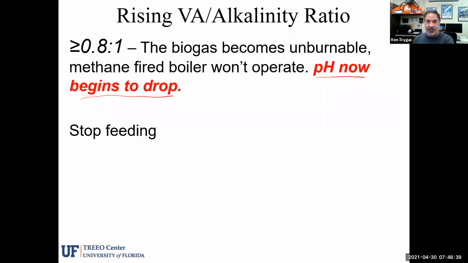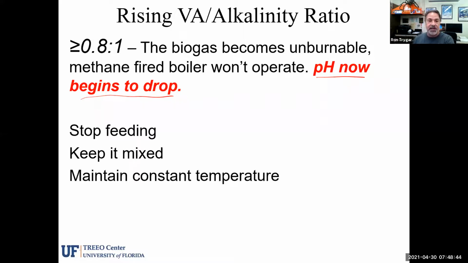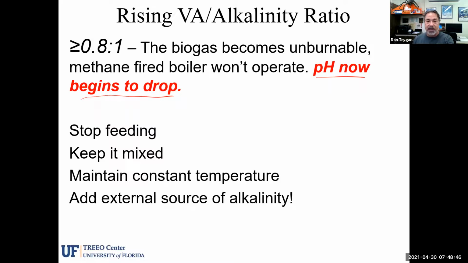Stop feeding, obviously. Don't put any sludge into it. Keep it mixed. Keep the temperature constant. And guess what? Now you're going to be feeding some external alkalinity. This is where you're going to mix up bags of lime or some kind of chemical to feed into there slowly. Do not overfeed it, because it's a very volatile reaction when you put a high pH chemical into a low pH environment, and you're going to have some issues. So you've got to feed it very cautiously.